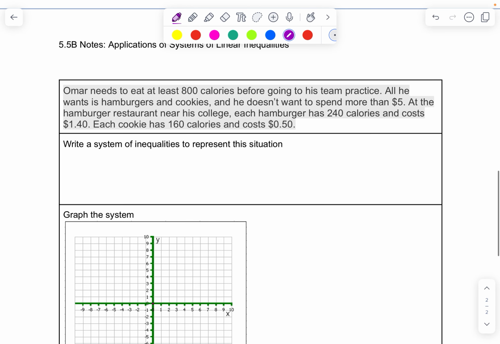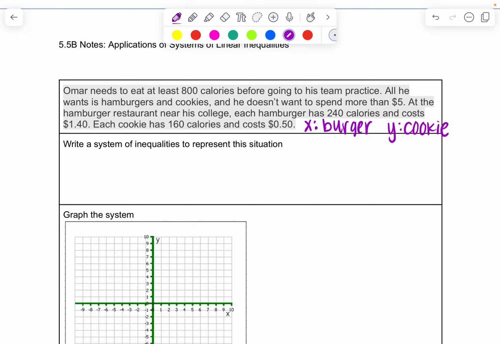One more. Omar needs to eat at least 800 calories before going to his team practice. All he wants is hamburgers and cookies, and he doesn't want to spend more than $5. At the hamburger restaurant near his college, each hamburger has 240 calories and costs $1.40. Each cookie has 160 calories and costs 50 cents. So we'll have X be our burger and Y be our cookies.